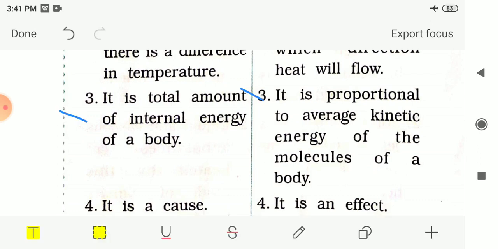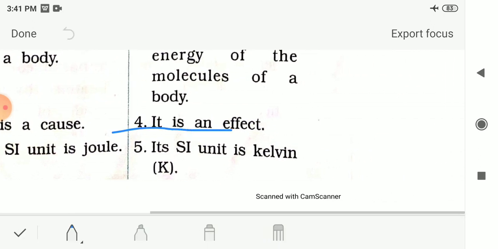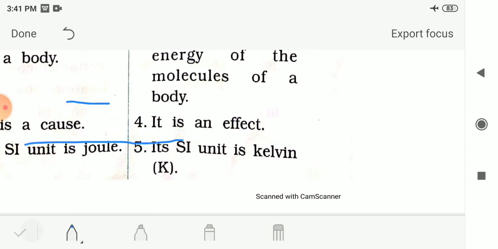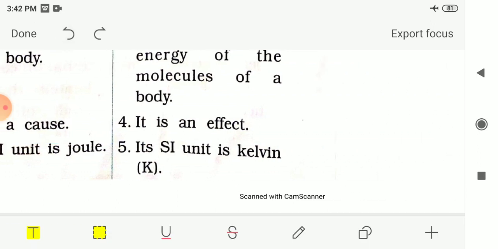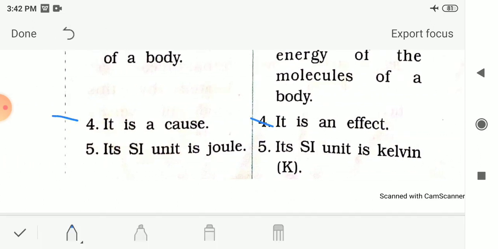The next difference is that heat is a cause and temperature is an effect. Here, fourth number: heat is a cause and temperature is an effect. Heat is the cause, and the effect of that cause on the object we can measure by the quantity called temperature. The last difference is its unit. The SI unit of heat is joule, and the SI unit of temperature is Kelvin.